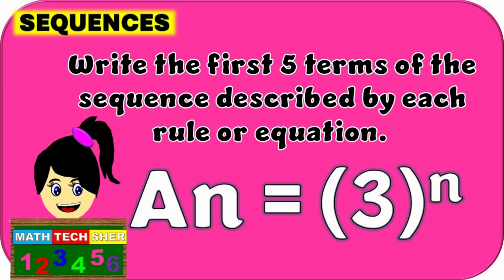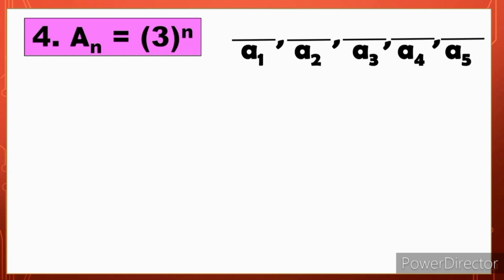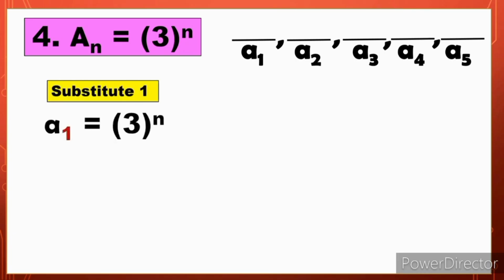Sa video na to, ituturo ko sa inyo kung paano kunin ang first 5 terms. So, ang given rule natin or equation is a sub n equals 3 raised to n. So, ang exponent natin ngayon ay n. Okay? So, to find the first 5 terms, we have to find the first term or a sub 1, substitute natin ang 1 doon sa n.